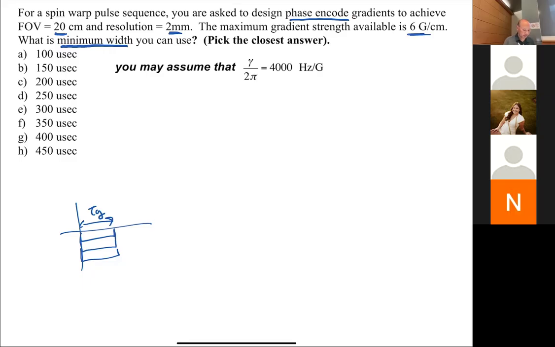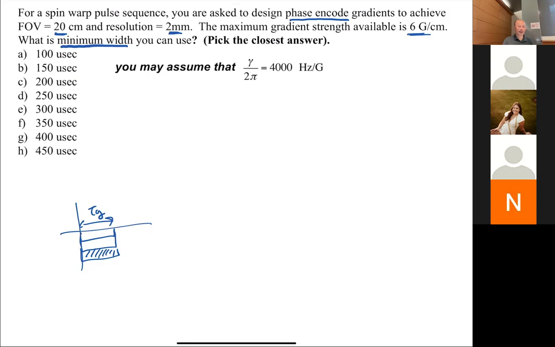Okay, let's take a look at this. You're given field of view and resolution. Which parameter matters here if we're trying to find the minimum width? The field of view. Okay, the field of view is determined by this area here, that incremental area. Will that determine your minimum width?